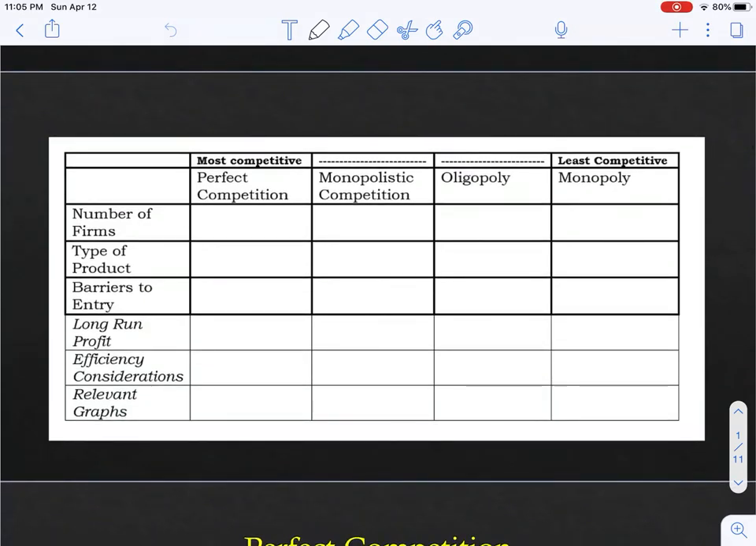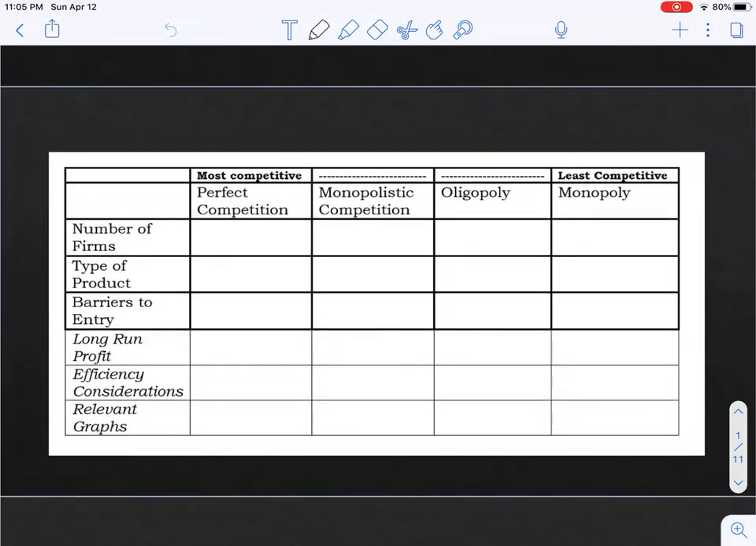So this is a little chart and I'm going to post this for you separately in Blackboard, but this can help you organize your thoughts over these last 2 weeks.